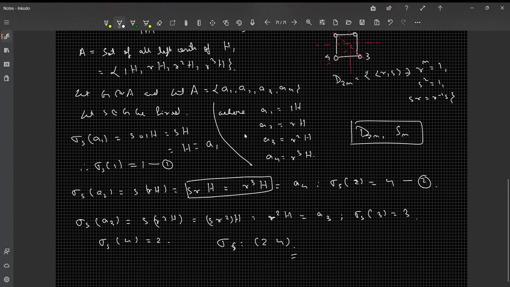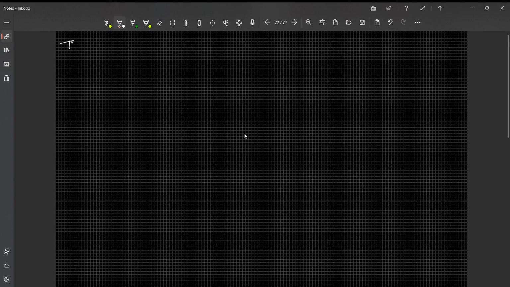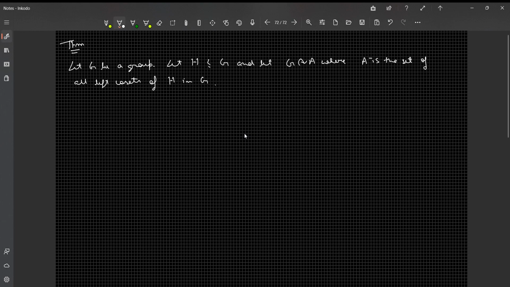Okay, so we have discussed enough examples. Let us come to a theorem related to this action. Theorem. Let G be a group. Let H be a subgroup of G, and let G act on A, where A is the set of all left cosets of H in G. Clear?